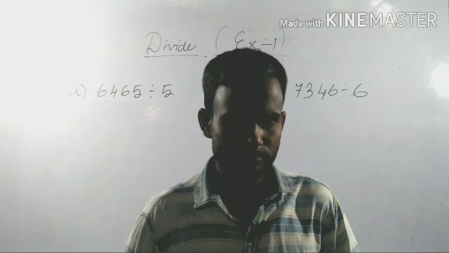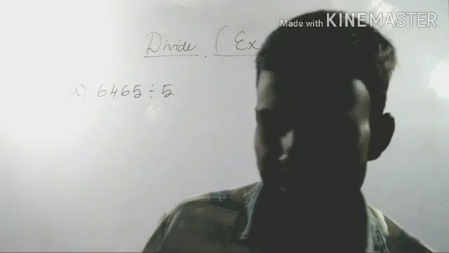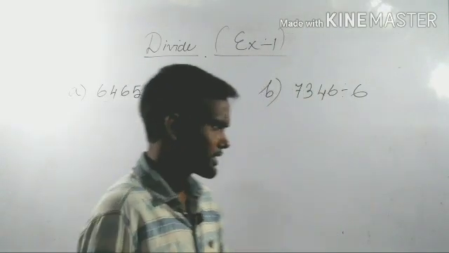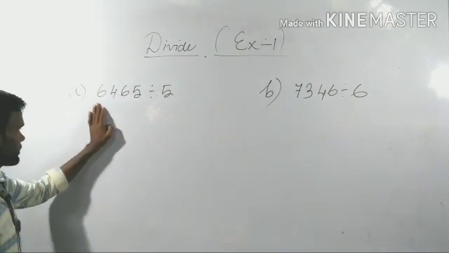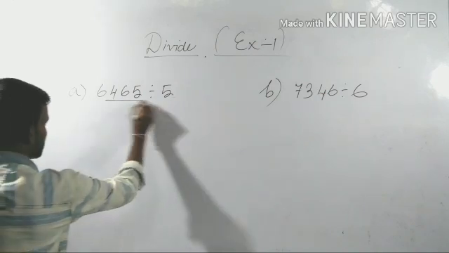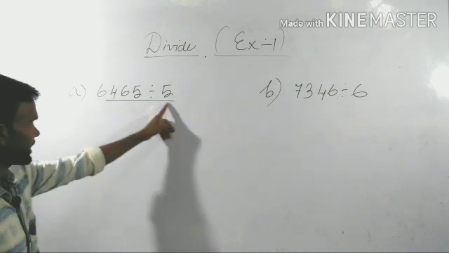We are going to again discuss from chapter number 4, exercise number 1. Here you can see what is given. Divide a number, you can see on the whiteboard. 6465, we have to divide it by 5.